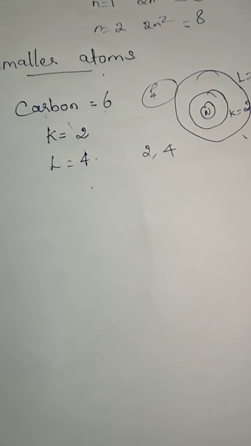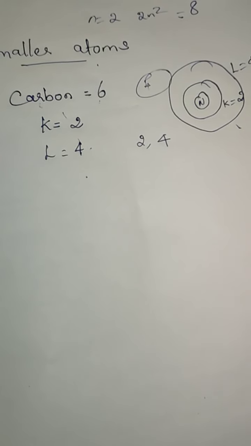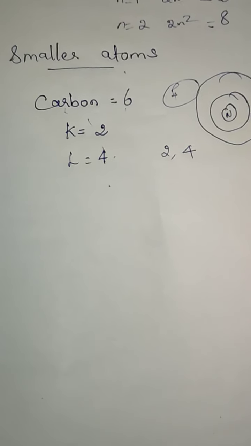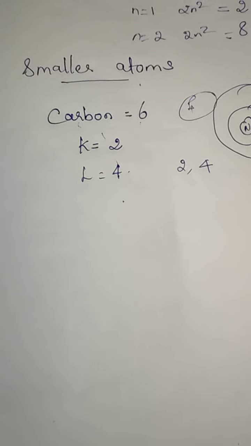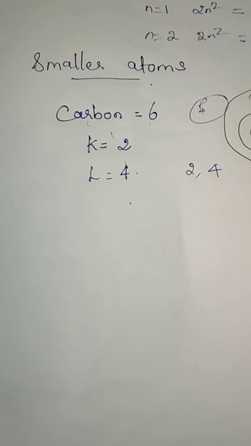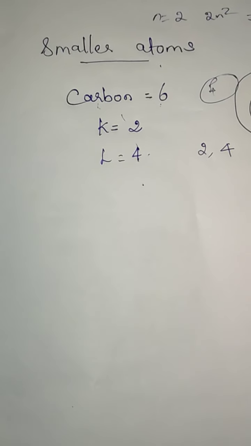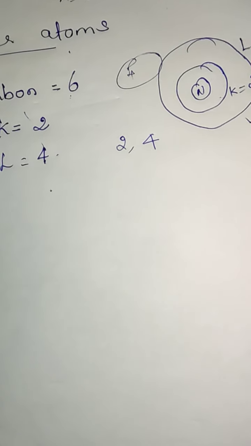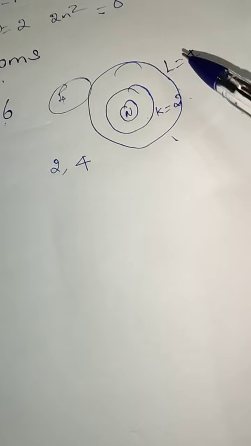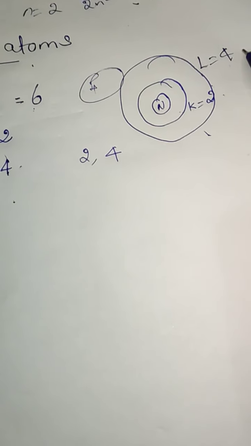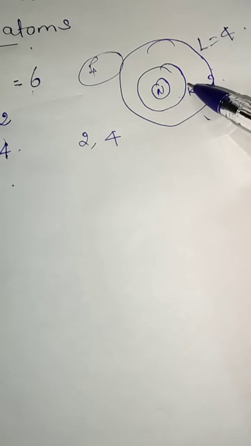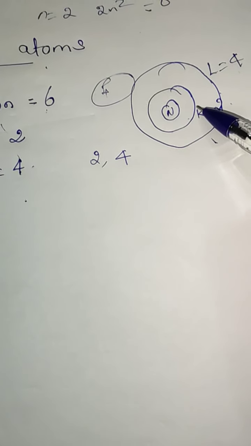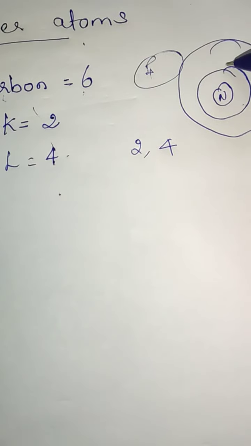Okay. The maximum number of electrons that a shell can accommodate is given by the formula 2n squared. Shells are filled in a stepwise manner. After filling the K shell, the electrons jump to the L. After L it jumps to M, but first it will be filled in K. So it is a stepwise manner, in increasing order of energy level.